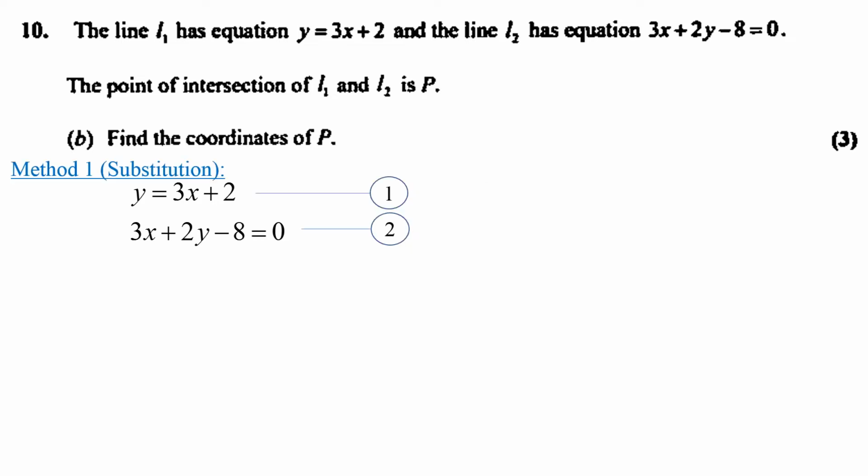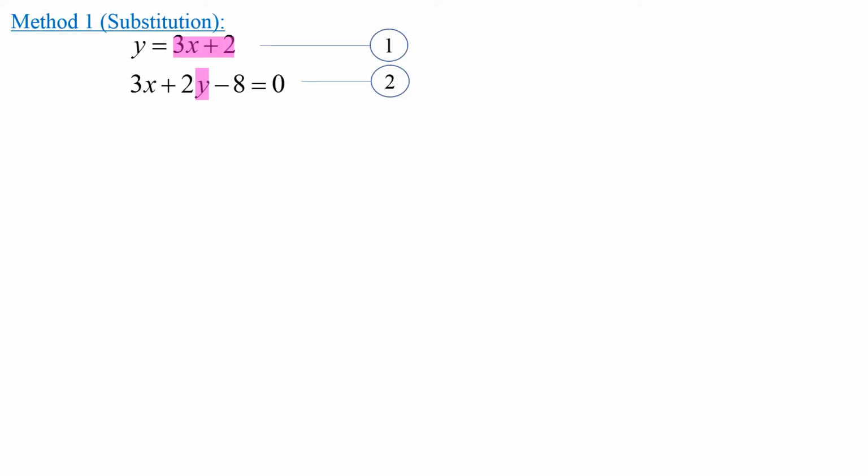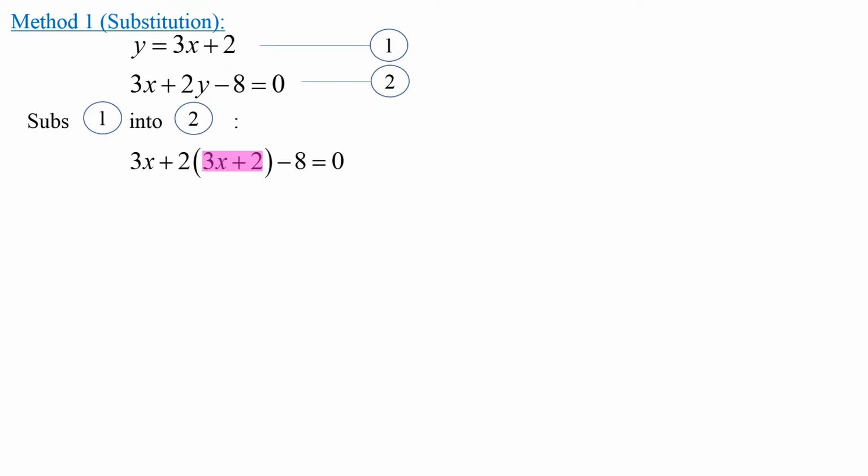So method 1, using the first pair, is a method called substitution. We first label our equations 1 and 2 very clearly. This will help us in our presentation of our working. So let's give ourselves some space. What we want to do is to substitute y whenever we see y. So y equals 3x plus 2.